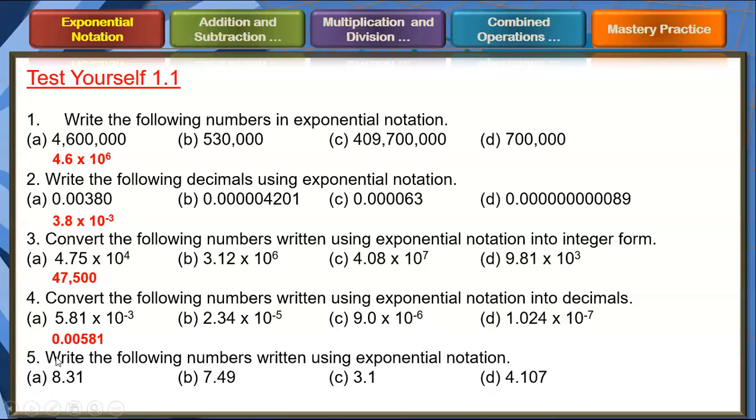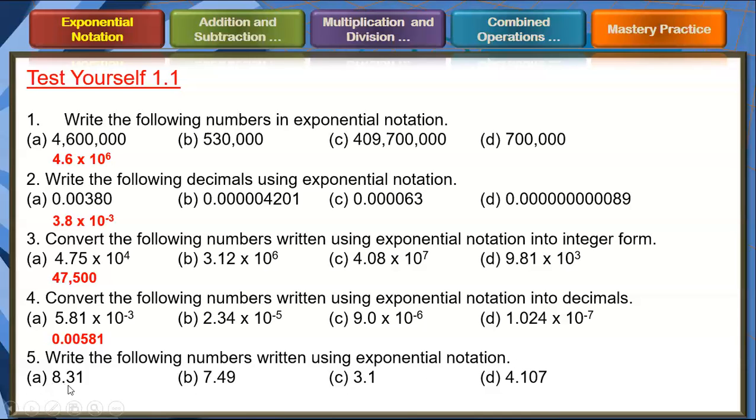So number 5, write the following numbers using exponential notation. Remember, all these numbers, they are more than 1 but less than 10. So how do we do it? Remember, what we have to do is to multiply it by 1, and 1 is also the same as 10 raised to 0 because any number raised to 0 is 1. And why do we use 10 raised to 0? Because that is the standard format of exponential notation.